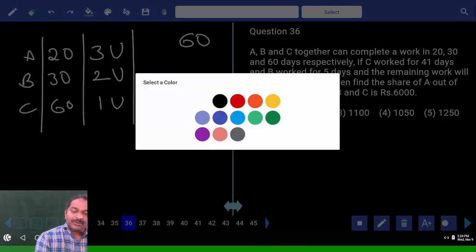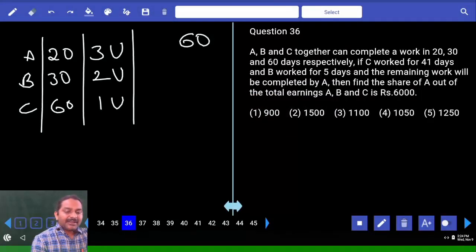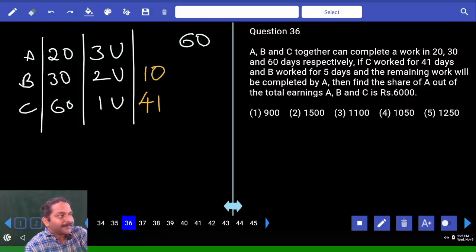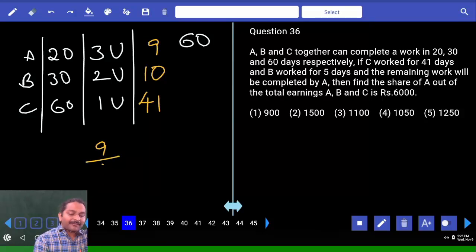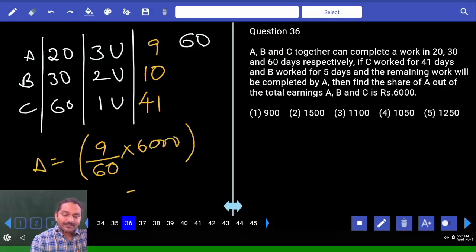Now, who started the work? C will do how many units? 41. Then B worked for how many days? Then B will do? So how many units of work is already done? 51. How much units of work is remaining? That means those 9 units of work is done by A only. So A should get 9 out of 60 among 6,000, which is equal to 900.